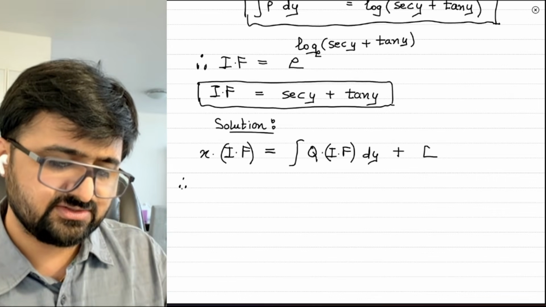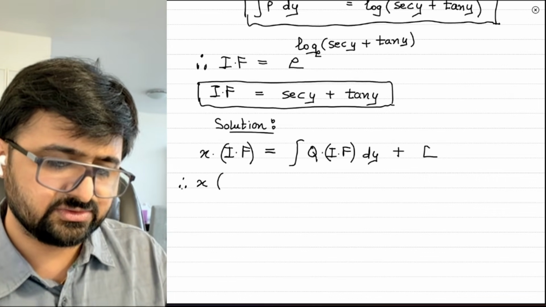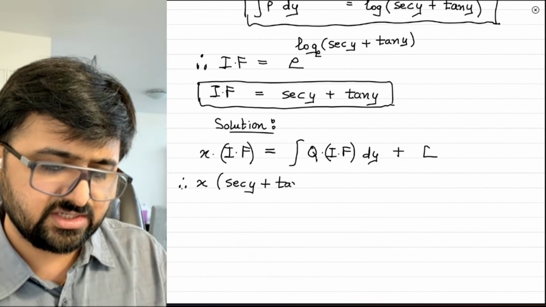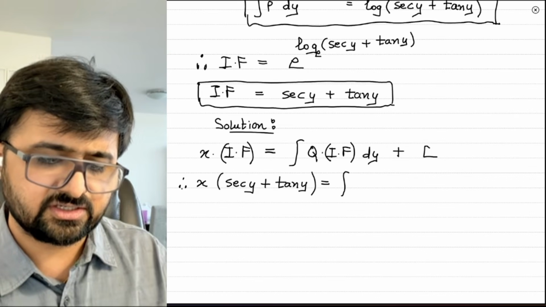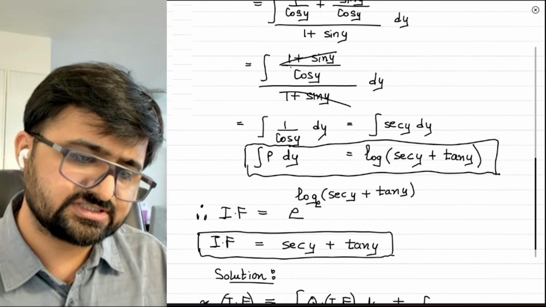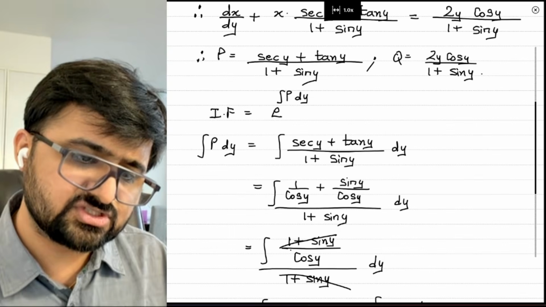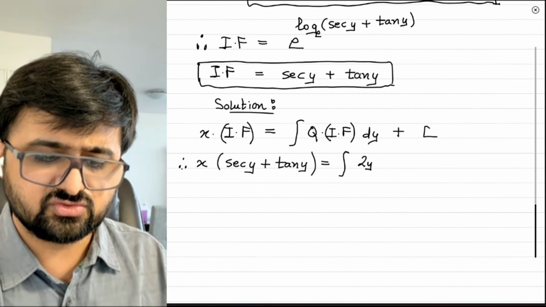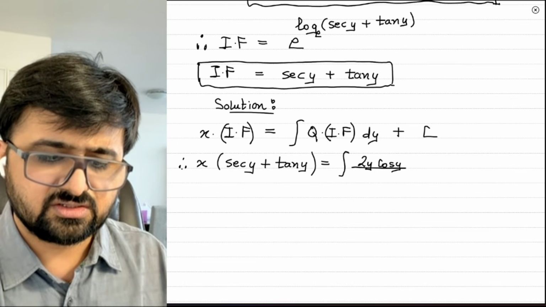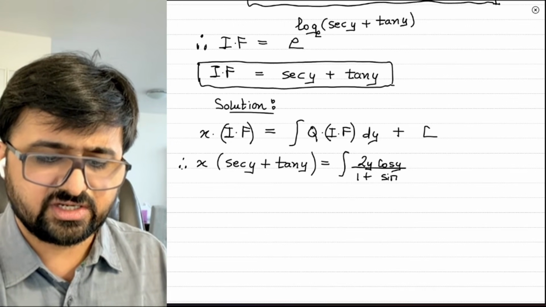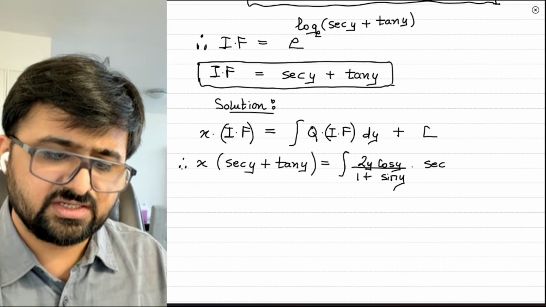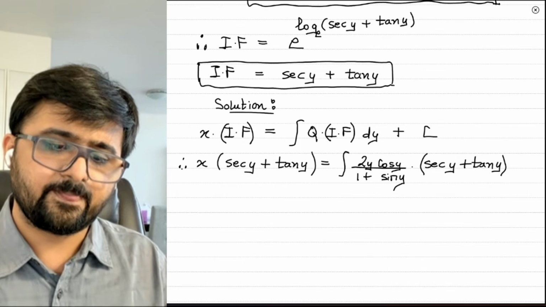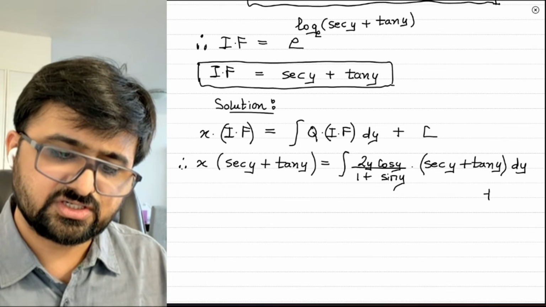Now let's substitute the values that we have. So we have x into integrating factor, sec y plus tan y, is equal to integration of, let's substitute the value of q. What's the value of q? The value of q is 2y cos y upon 1 plus sin y. So q is 2y cos y divided by 1 plus sin y, into sec y plus tan y, dy plus constant of integration c.